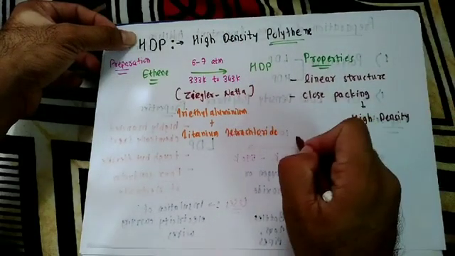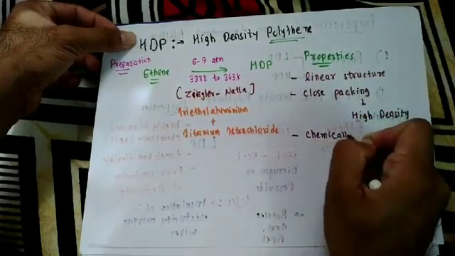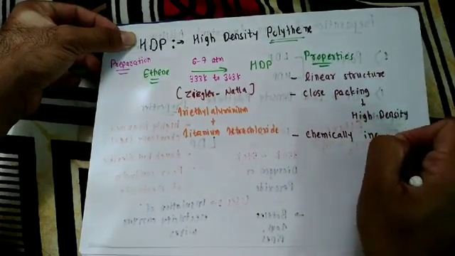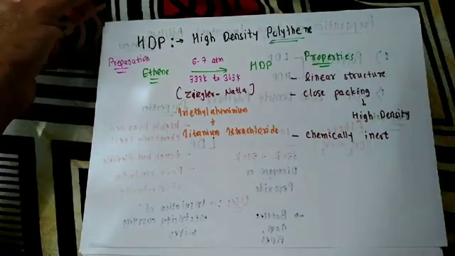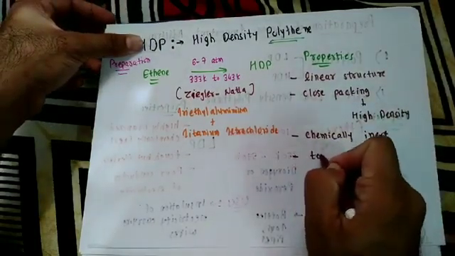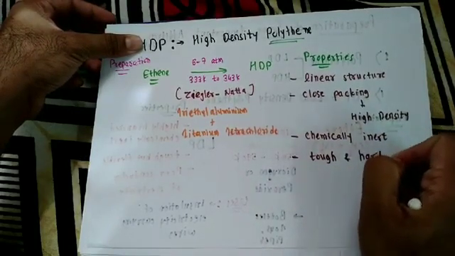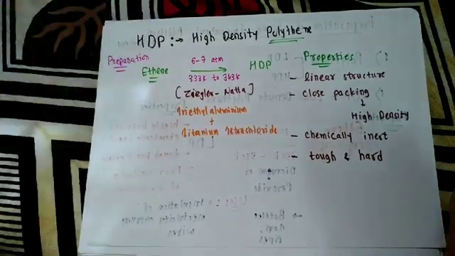It is also chemically inert, which means it cannot react with chemicals easily. HDP polymer is tough and hard. LDP used to be flexible, whereas HDP is tough and hard.